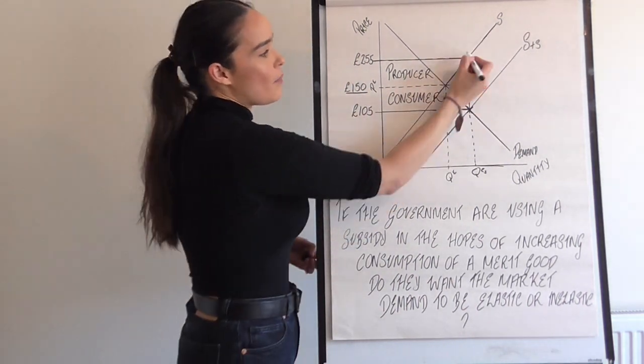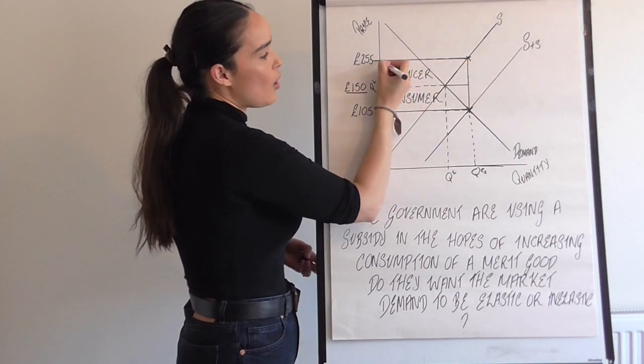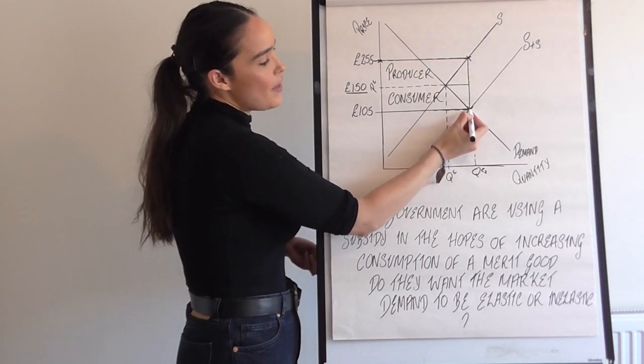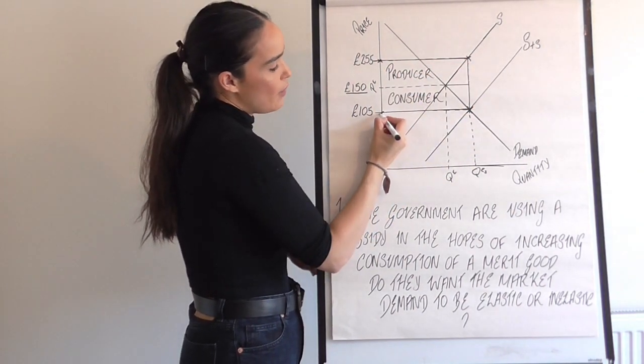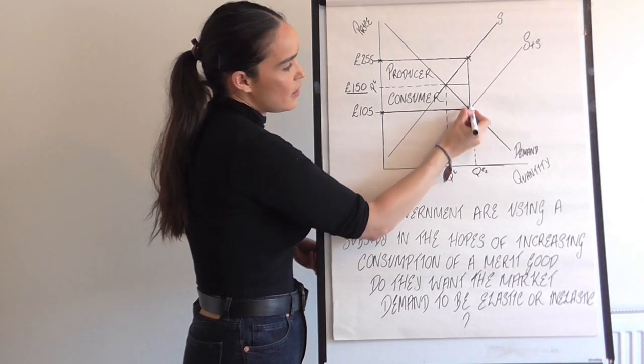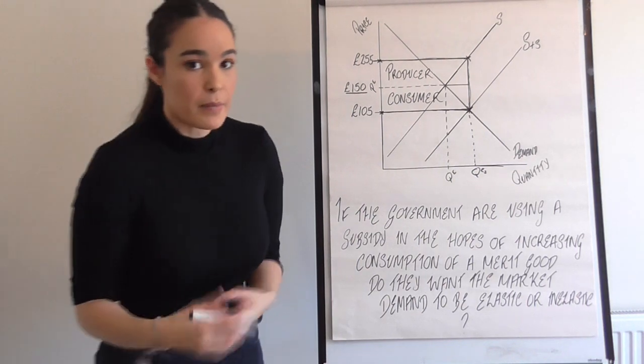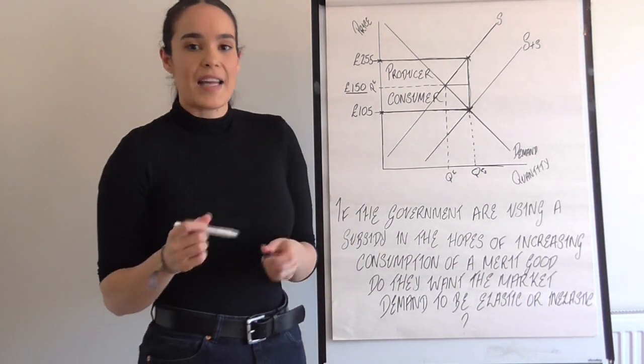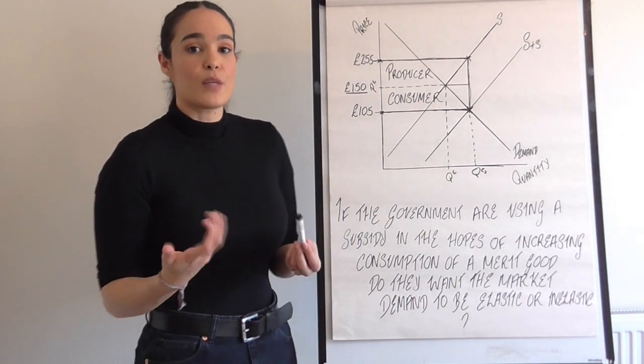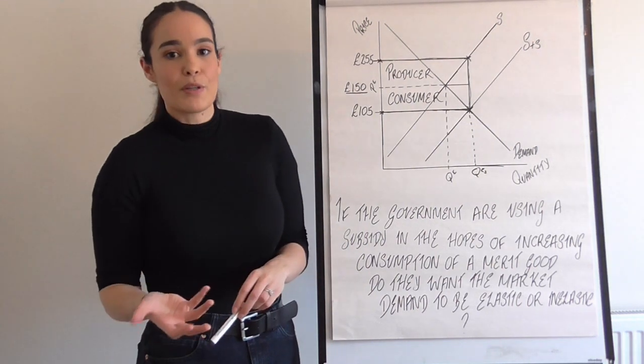So you go straight up to here, and then you go across to here, and then you're going to draw the box here to start off with, which is going to be the size of the subsidy in the market. Then you're going to look at whether it is going to be all on the consumer or whether it's all going to be on the producer.